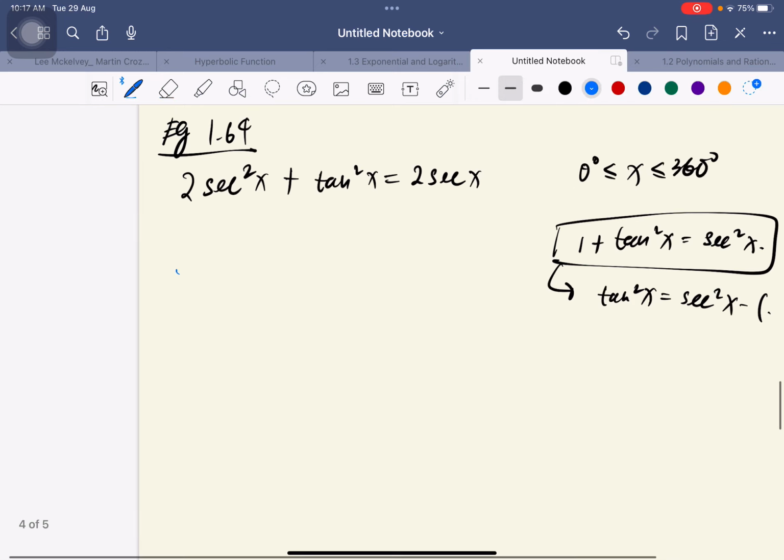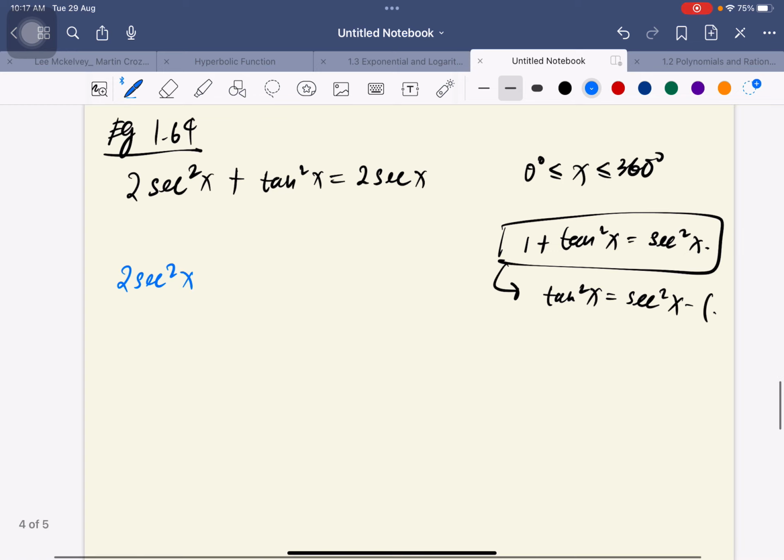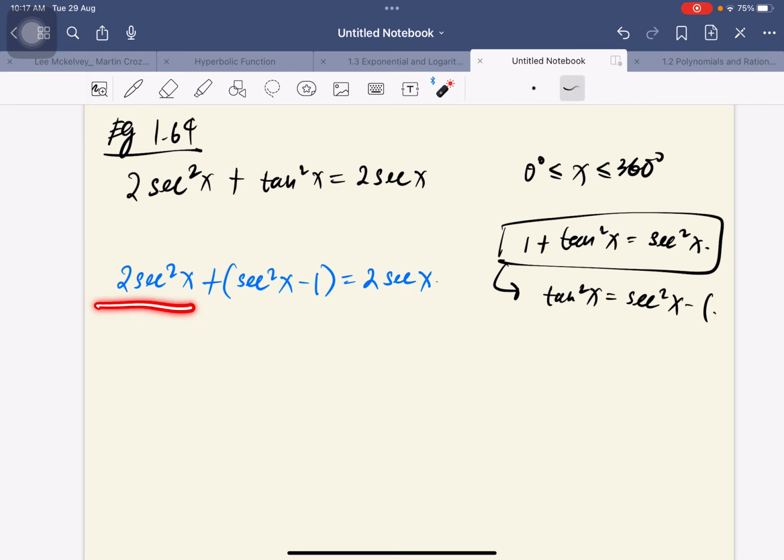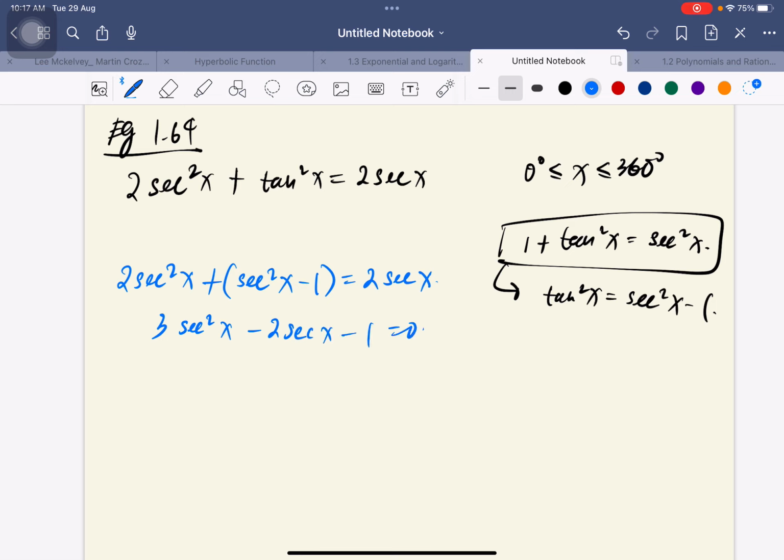So 2 secant square x, I'm not going to do anything to this, plus tangent square. Tangent square can be replaced by secant square x minus 1, equals 2 secant x. 2 secant square plus secant square x, that is 3 secant square x. And I'll move the 2 secant x to the left hand side, which gives us 3 secant square x minus 2 secant x minus 1 equals 0.